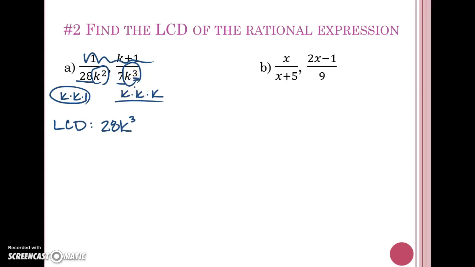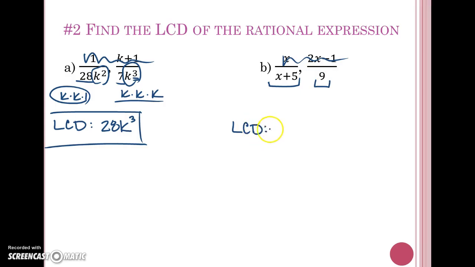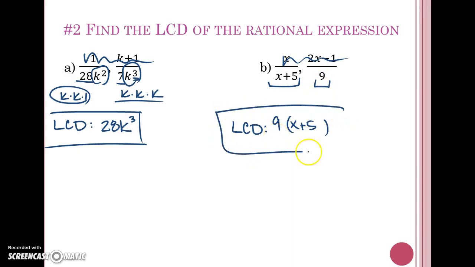Looking at B, oh, that's it for that. So you can go ahead and box it if you'd like. Looking at B again, you're disregarding the numerators for now. And in the denominators, they don't really have anything in common. You have an x plus 5 here, and then you have a 9 there. There's nothing in common. So in order for them to be exactly the same, I'm going to have one of them be an x plus 5, and then I'm also going to have a 9. So that's as much as you can do for your LCD.